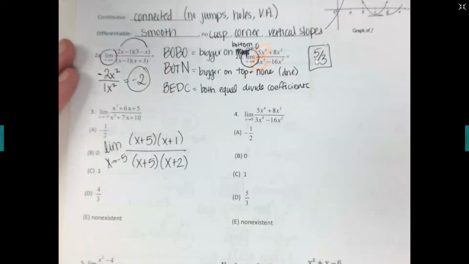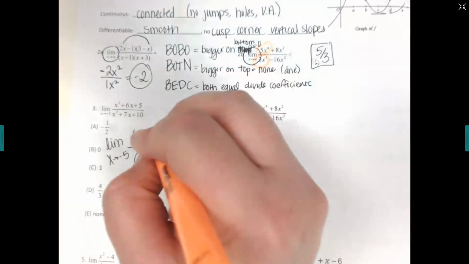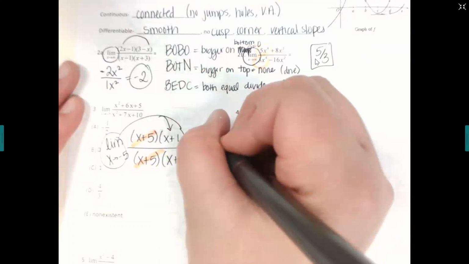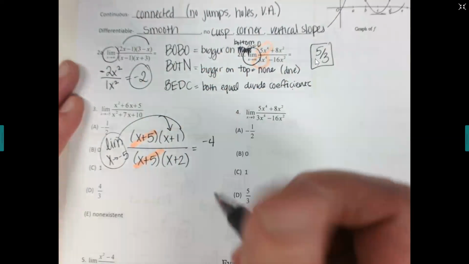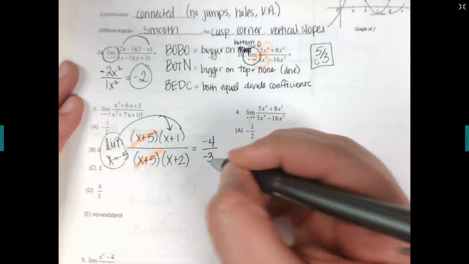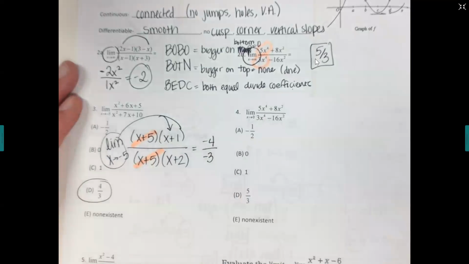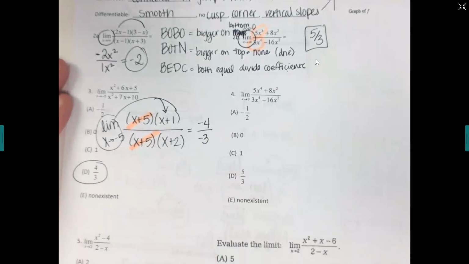Okay, so if you need help with 3, there it is factored. Cross these bad boys out, and then you're plugging in -5. So -5 plus 1 on top would give you what? And then -5 plus 2 would give you -3, which means our answer is going to be Z.